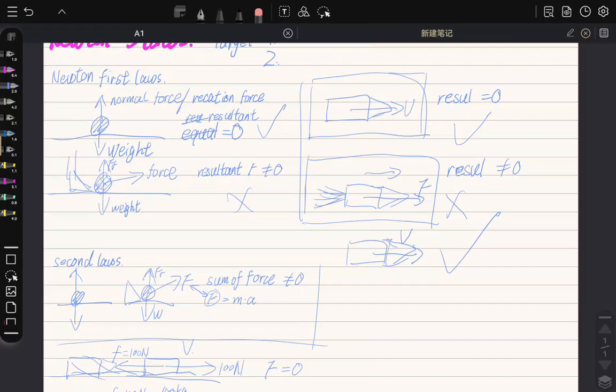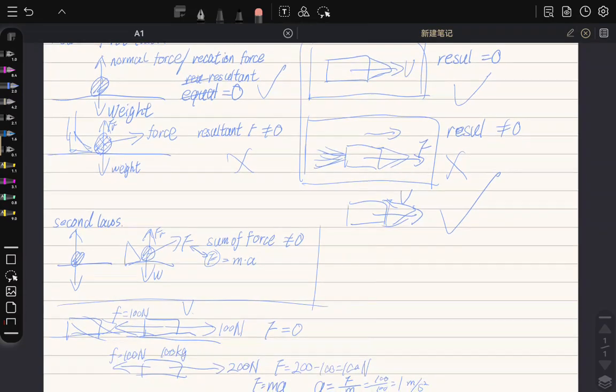On the first law, does anyone have a question? Okay, it seems that everyone knows this. And we'll go to Newton's second law.